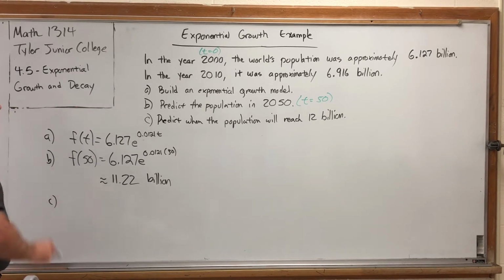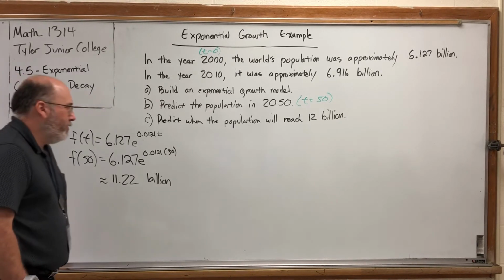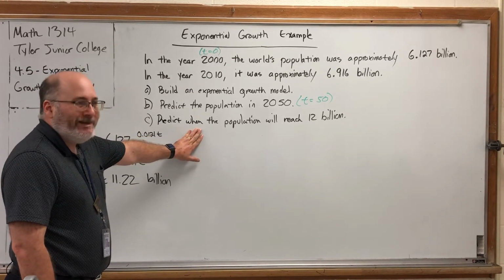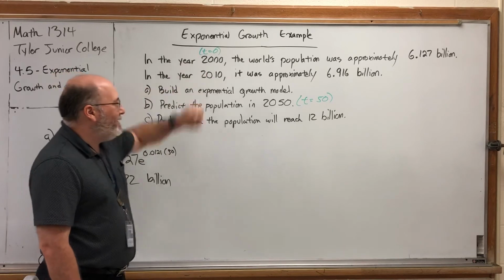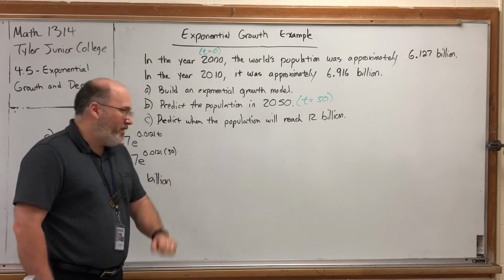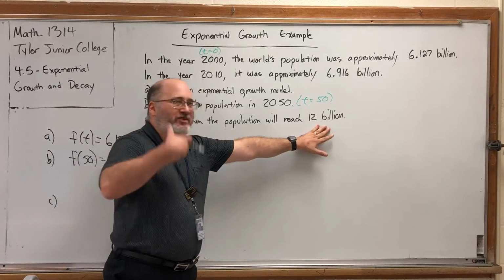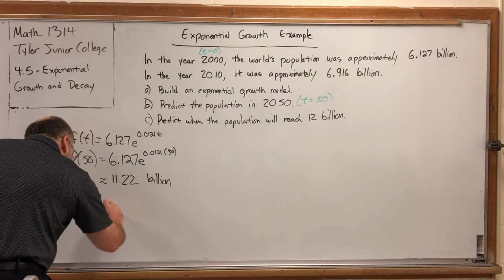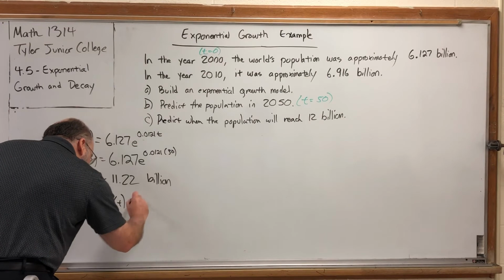So how are we going to find when the population will reach 12 billion? Well, we're trying to answer the question when, which means at what time, which is being measured by t. So we're solving for t. The 12 billion represents the output of the function, so we need to solve f of t is equal to 12.